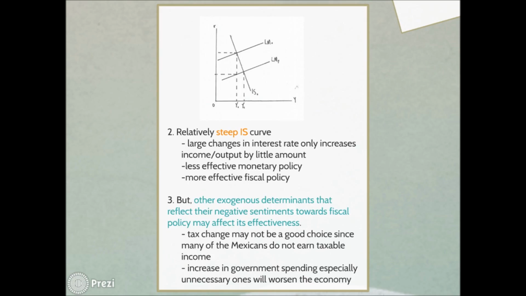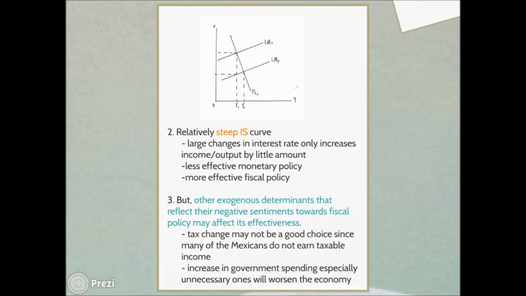Because of the steep saving schedule, we can also see a very steep IS curve. It means that a large change in interest rate only increases income by a little amount. So for a case when the IS curve is inelastic, we're going to have a less effective monetary policy, as we can see in the diagram. Even though the LM curve shifts down from LM0 to LM1, the income only increases by a bit from Y0 to Y1.